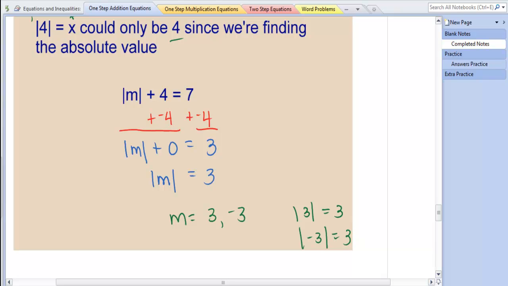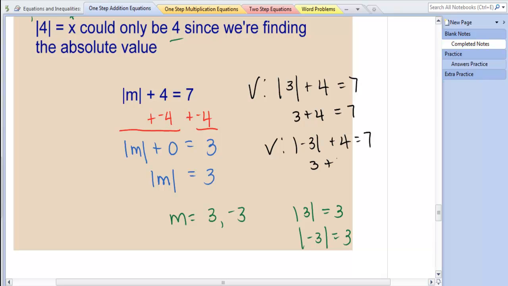Again, we can complete a check step. So the absolute value of 3 plus 4 equals 7. 3 plus 4 equals 7, that's true. Yeah, we have to check both of these. The absolute value of negative 3 plus 4 equals 7. Again, 3 plus 4 equals 7. That's true. So both of those answers work.